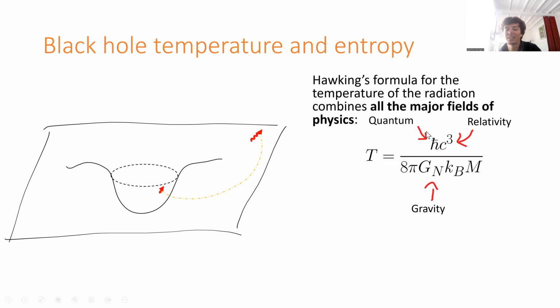There's this h bar here, this h with a line through it. This is what's called Planck's constant. It's the fundamental constant, the natural constant of quantum mechanics. So this is a sign that this is an inherently quantum mechanical calculation. It did indeed involve entanglement.